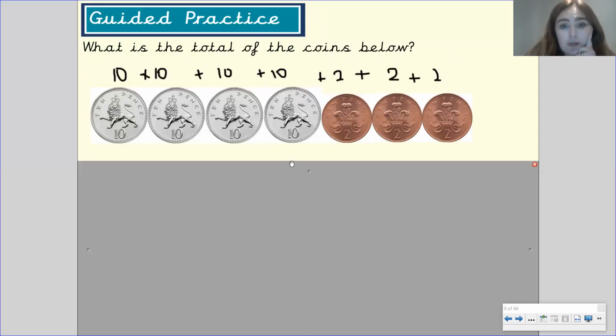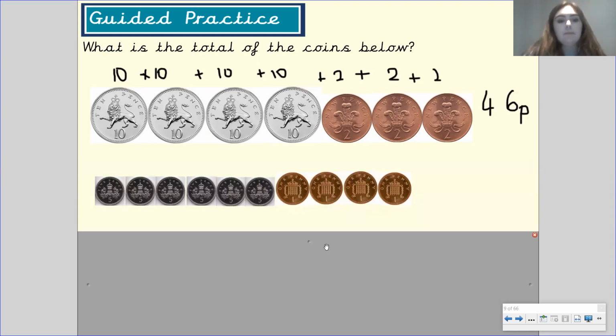Now the way I would work this out is by adding my copper coins first, the 2 pence first, and then I'm going to add together the 10 pence. So I know 2 add 2 add 2 is 6. And then 10 add 10 add 10 add 10: 10, 20, 30, 40. So altogether I have 46 pence. Well done if you got that.